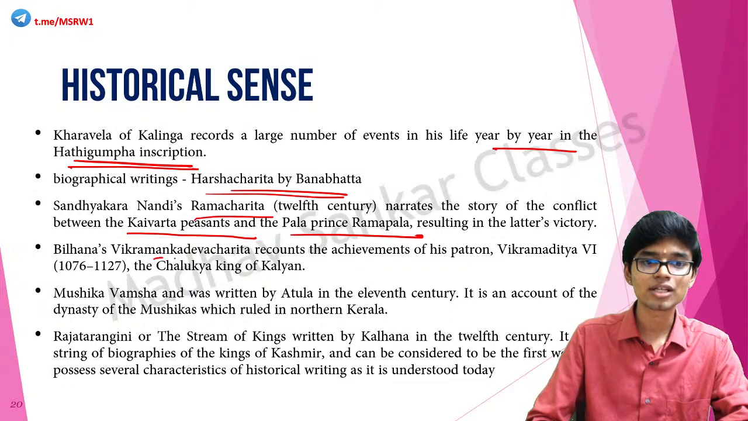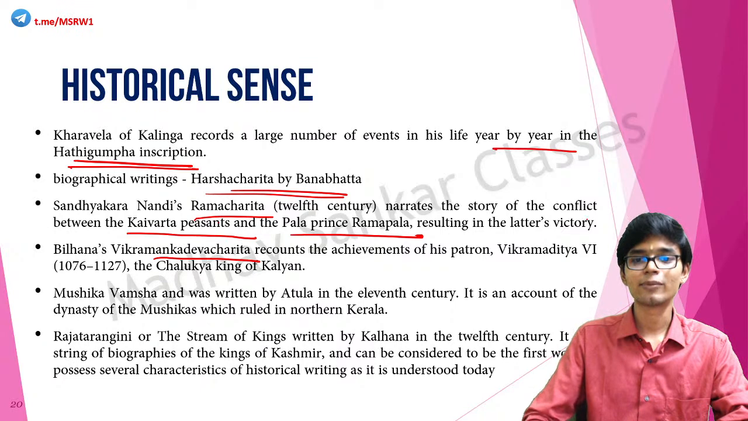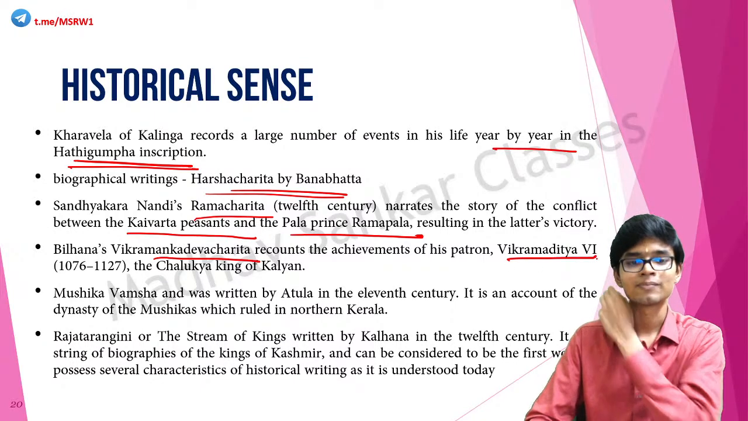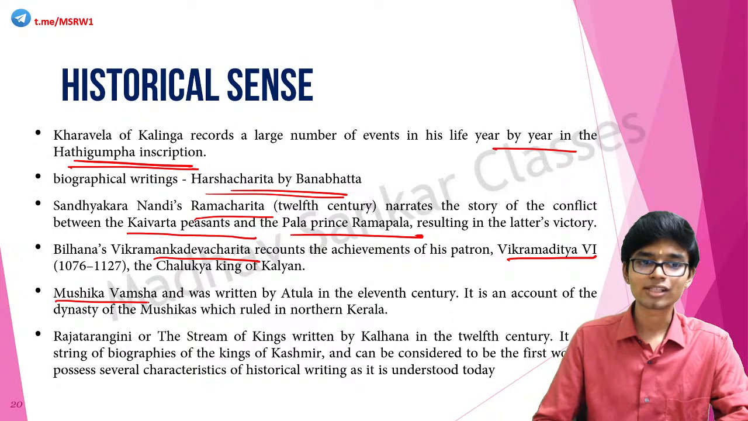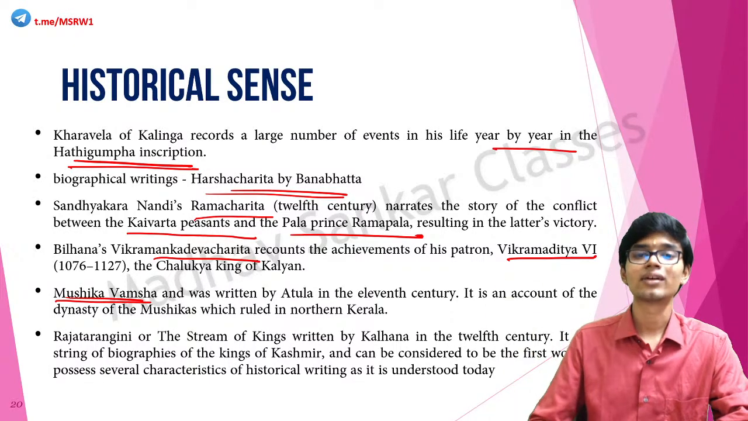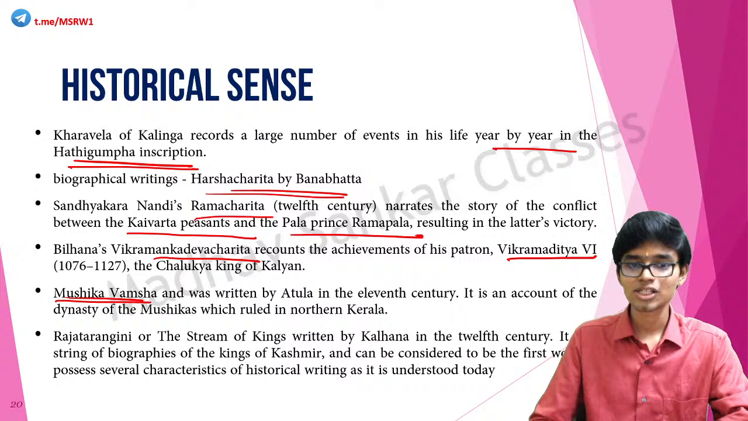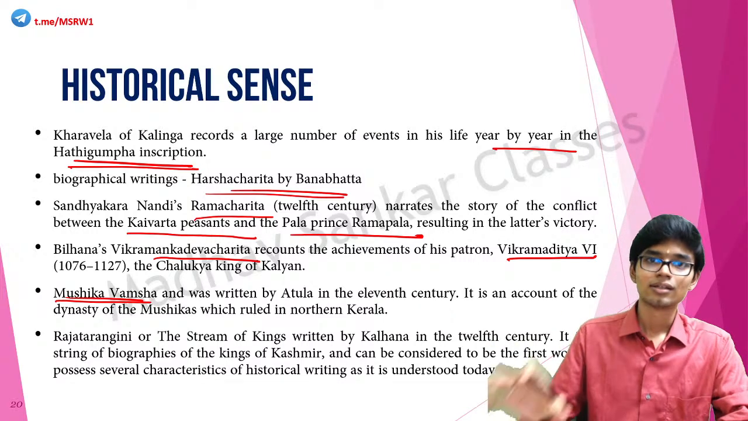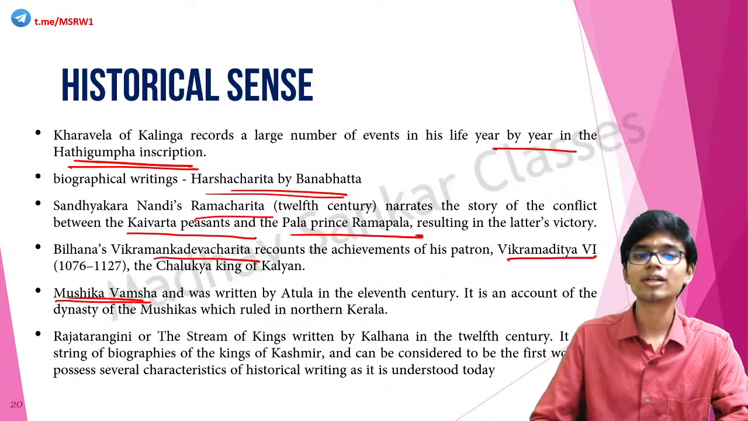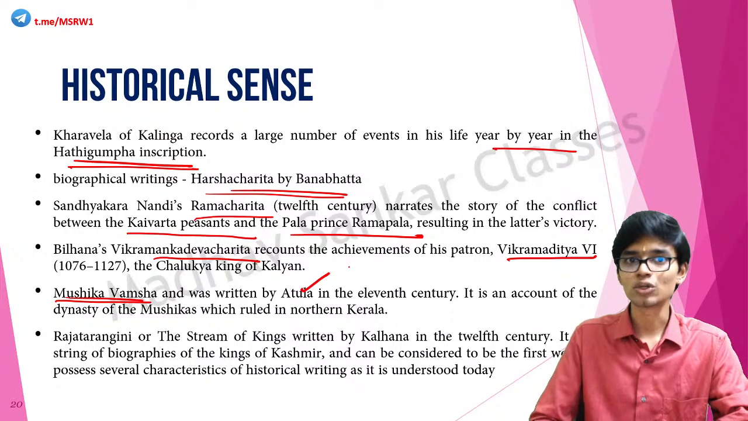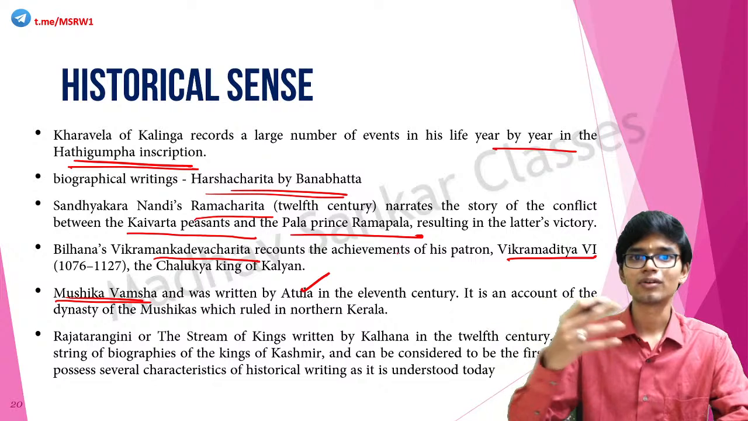Bilhana's Vikramankadeva Charita is very important to study the history of Vikramaditya VI, a Chalukyan king of Kalyan. Mushika Vamsha is a South Indian text to study the rulers of Kerala. The dynasty of the Mushakas was located in the northern part of Kerala, and Mushika Vamsha, the book written by Atula in the 11th century, helps us to understand the history of this particular dynasty.